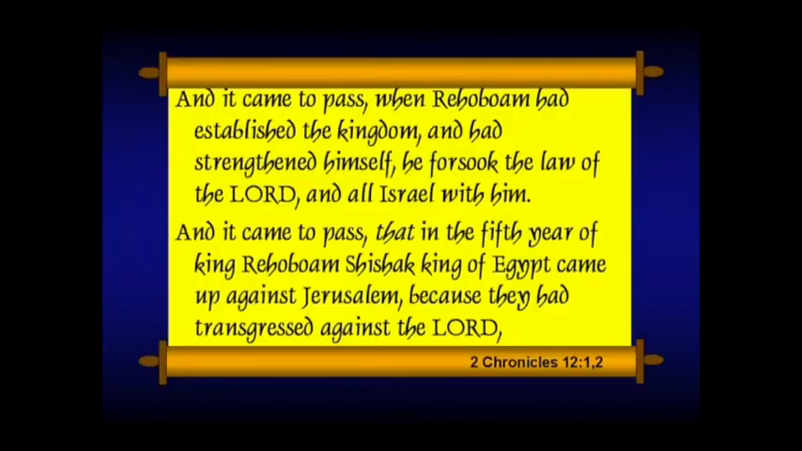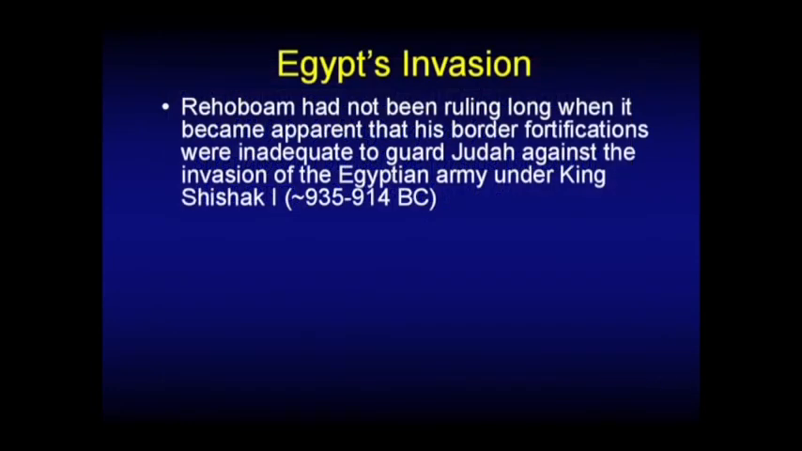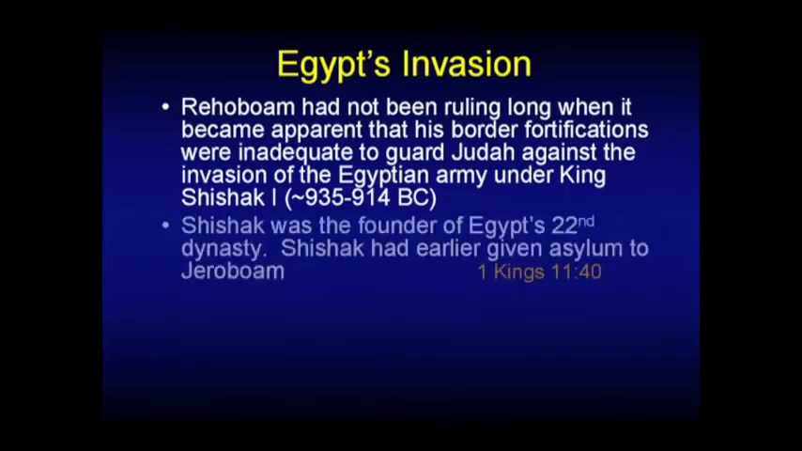He's doing pretty good. He made some mistakes with taxation, but he made some other mistakes. He forsook the law of the Lord, and all Israel with him. It came to pass that in the 5th year of King Rehoboam, Shishak the king of Egypt came up against Jerusalem because they had transgressed the law against the Lord. Rehoboam had not been ruling long, obviously, and it became that his border fortifications were not adequate to guard Judah against the invasion of the Egyptian army under King Shishak. That's pretty obvious. Shishak was the founder of the 22nd dynasty. We're going to be particularly interested in the 25th dynasty, a few dynasties coming.